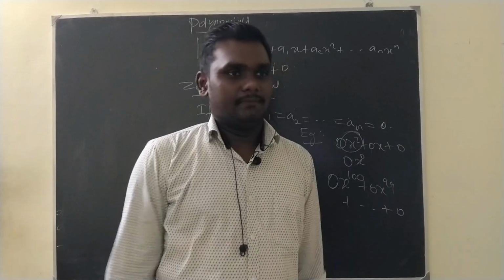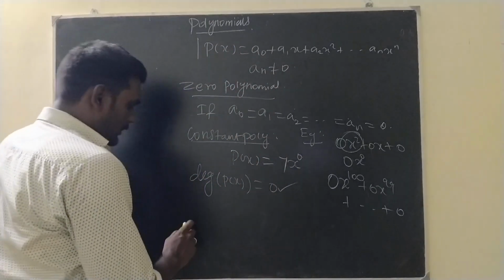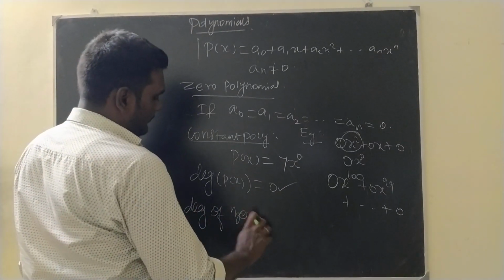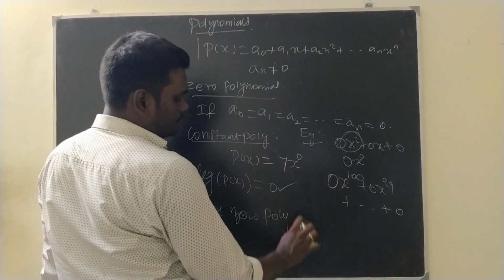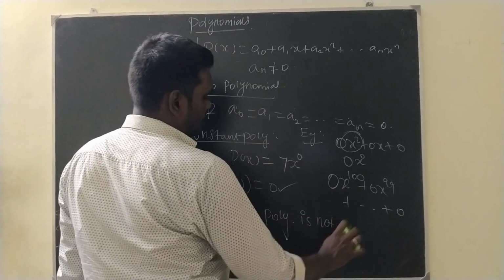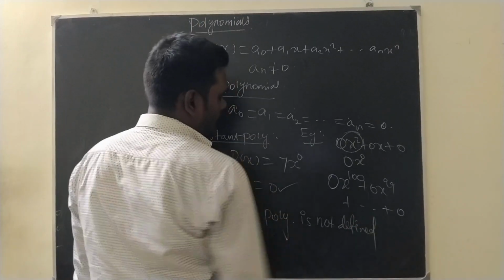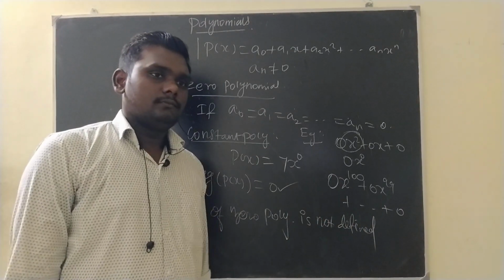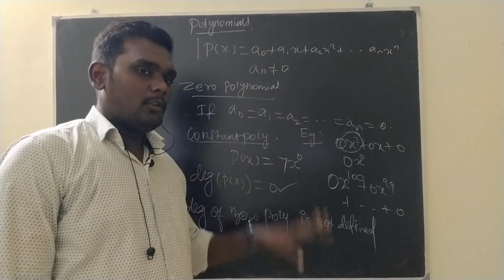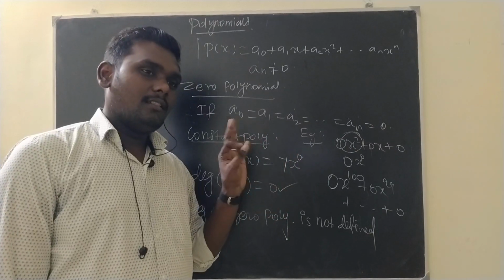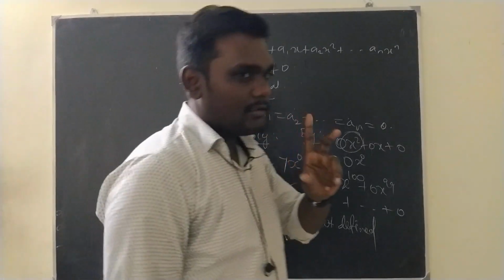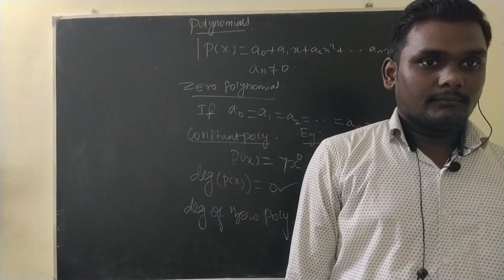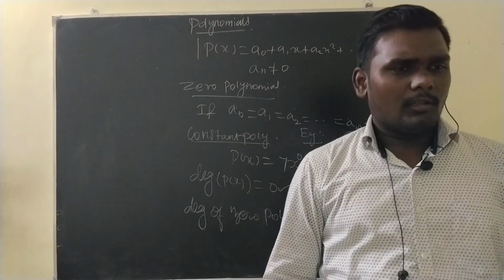It is not defined. The degree of a zero polynomial is what? Important point: not defined, or cannot be determined. Okay. This is about polynomials, zero polynomial, zero degree polynomial. Can you distinguish the difference between zero polynomial and zero degree polynomial? What is zero polynomial? What is zero degree polynomial?